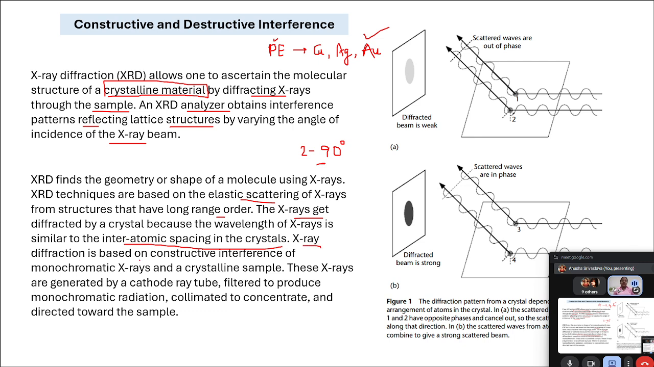So X-ray diffraction is based on constructive interference of monochromatic X-rays and a crystalline sample. These X-rays are generated by a cathode ray tube, filtered to produce monochromatic radiation, collimated to concentrate, and directed towards the sample. We know that whenever there is constructive interference, the diffracted beam is strong, but when it is out of phase, that is destructive interference, the diffracted beam is weak.